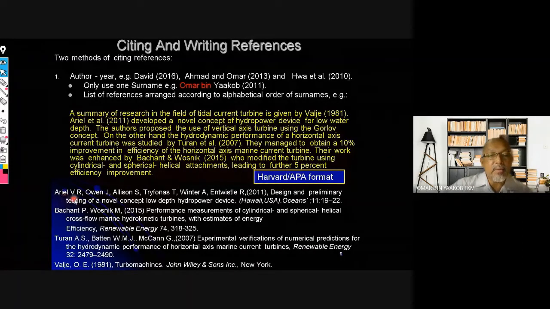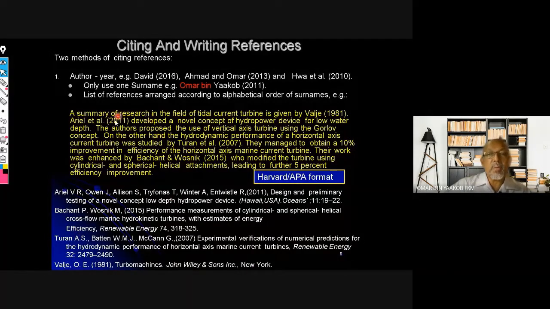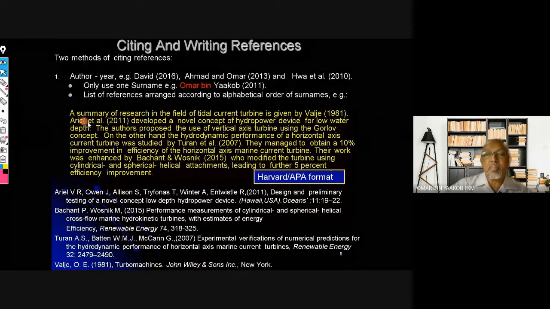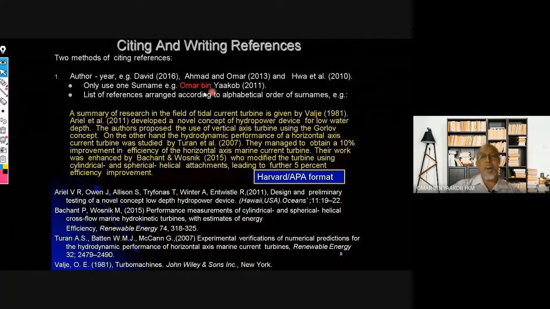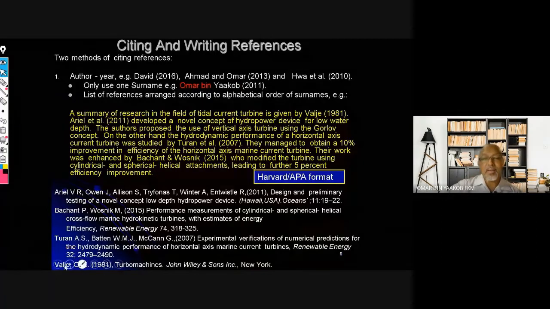Now remember, we never write the others. For example, here, Ariel VR. We don't write Ariel VR here. We write Ariel only. Bachan P and Wasnik M here. In the list of references, we write in full. But when we quote or cite them in our text, we do not put anything else other than their surname. Like Omar bin Yaakob, in the references you have Yaakob, O-B, and so on. But when you write my name inside here, you have only Yaakob 2011.